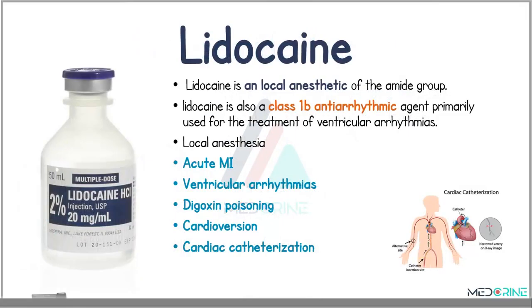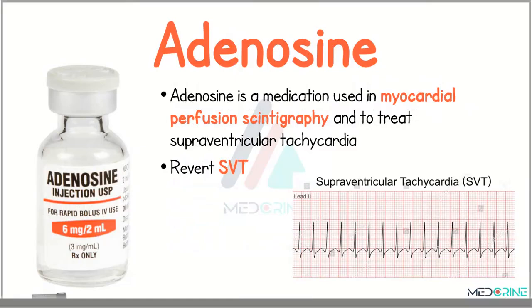We have lidocaine or lignocaine. This is a local anesthetic agent of the amide group, and is also a class 1B antiarrhythmic agent that is primarily used in treatment of ventricular arrhythmias, in acute myocardial infarction, digoxin poisoning, cardioversion, and in some procedures, for example, cardiac catheterization. Then we have adenosine.